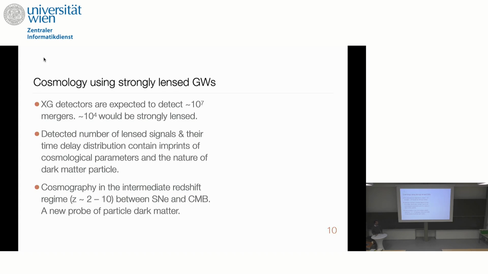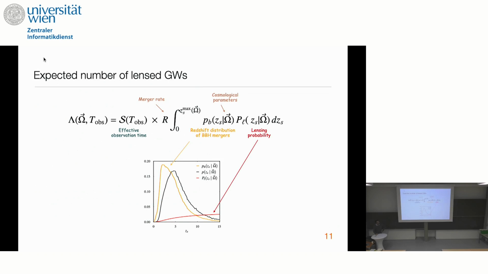This is something I would show. Basically, it will provide us a new way of doing cosmography in the intermediate redshift range between the CMB and supernovae, as well as, in fact, slightly higher than the standard siren cosmology that gravitational waves promise to do. That's the idea. How do you estimate these things, the expected precision?